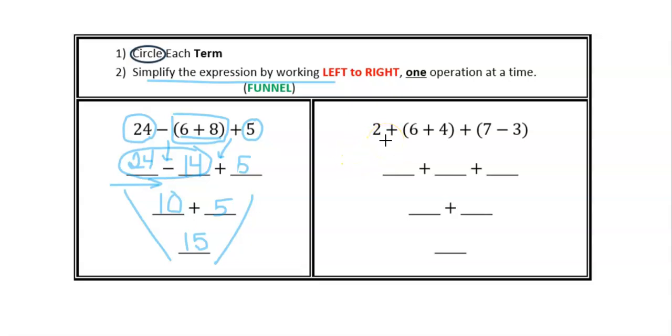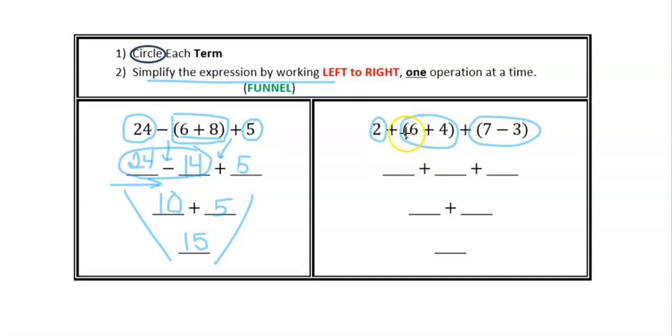So this next one, I want you to circle the terms after you pause the video. Circle each term and then turn it back on to make sure you are identifying terms correctly before you do any math. So pause the video, circle the terms, and then we'll go from there.